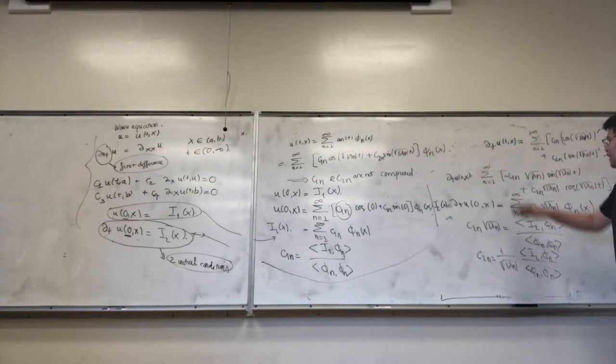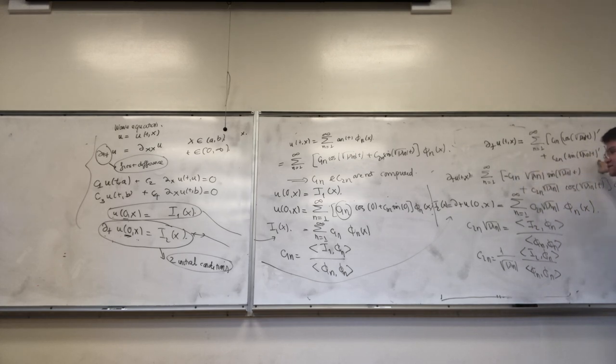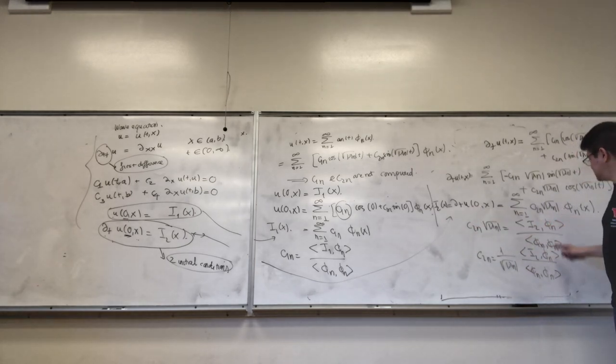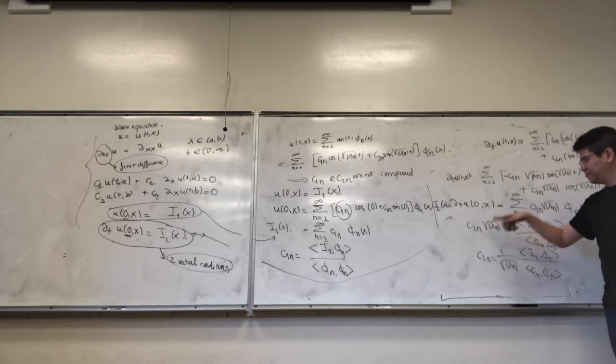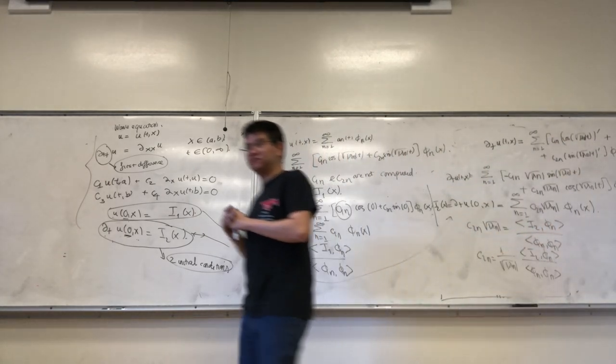To compute c2n, I just have to take the derivative in time of u, which is computed by differentiating the terms that have t in the series. Here I have cosine and sine. So when I take the derivative in time, I have minus c1n square root of lambda n sine square root of lambda n t plus c2n square root of lambda n cosine square root of lambda n t. I plug zero here, and I have I2 of x is equal to the sum when n goes from 1 to infinity of c2n square root of lambda n phi n. So c2n square root of lambda n is going to be I2, phi n over phi n, phi n. Questions?